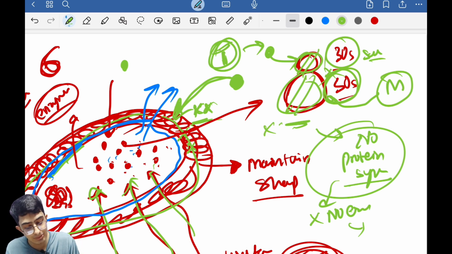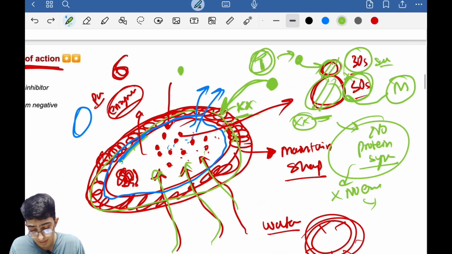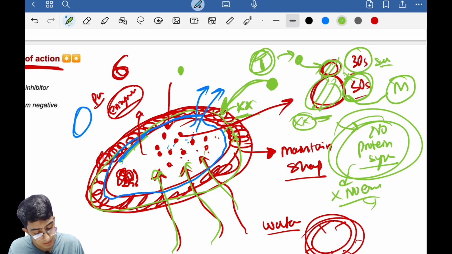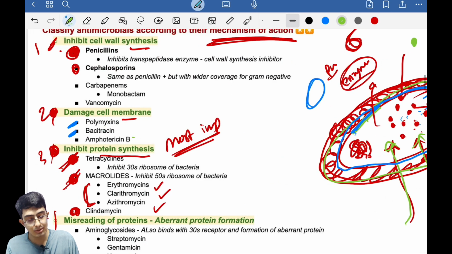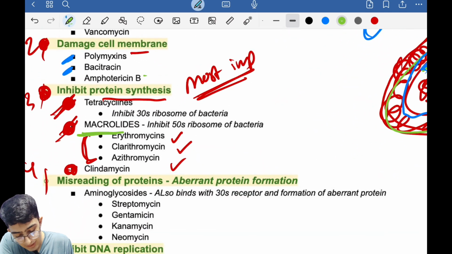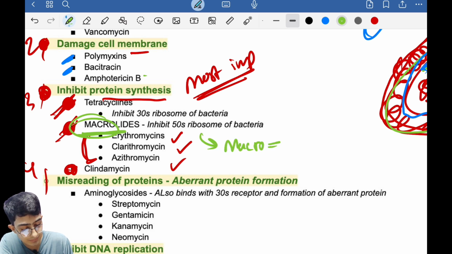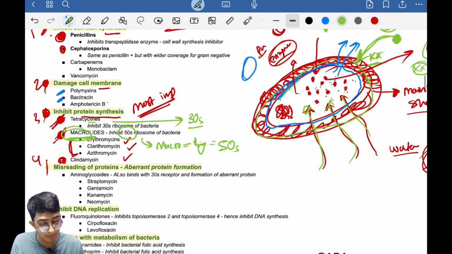When it binds with the ribosome, it inhibits the ribosome, and whenever the ribosome is inhibited, there won't be any protein synthesis. Whenever there is no protein synthesis, the bacteria doesn't have enzymes and the bacteria dies, right? So one quick way to remember this, the one that I use during my exams, is macrolides, right? Macro means big. So that's why it inhibits the 50S ribosome, whereas tetracycline does not have macro, so it's small, right? So it inhibits the 30S ribosome. Just a quick mnemonic to remember, right?